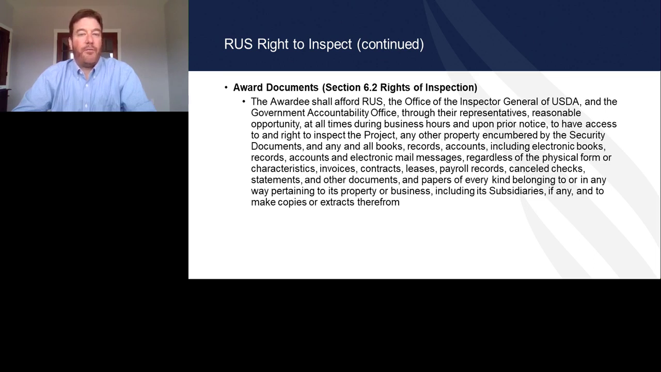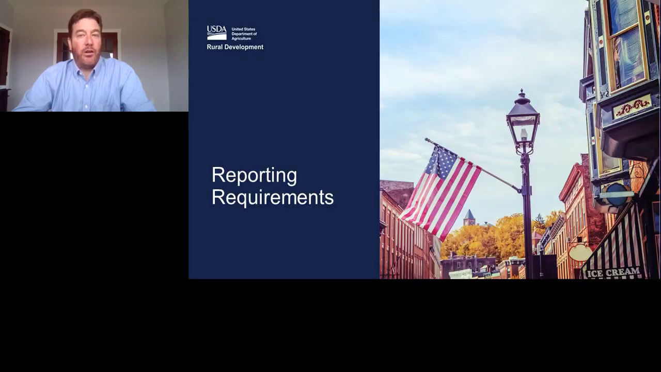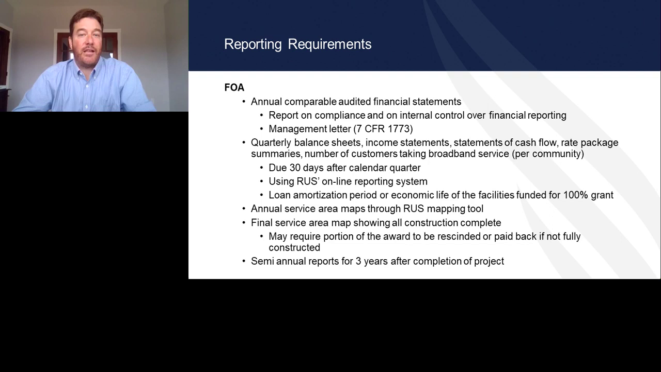The FOA provided for the following reporting requirements: annual comparable audited financial statements, which include a report on compliance and on internal control over financial reporting, along with a report on compliance with aspects of contractual agreements and regulatory requirements. We refer to this as the management letter. And details on this report can be found in 7 CFR 1773. This requirement spans as long as you are expending grant funds or have an outstanding loan balance.